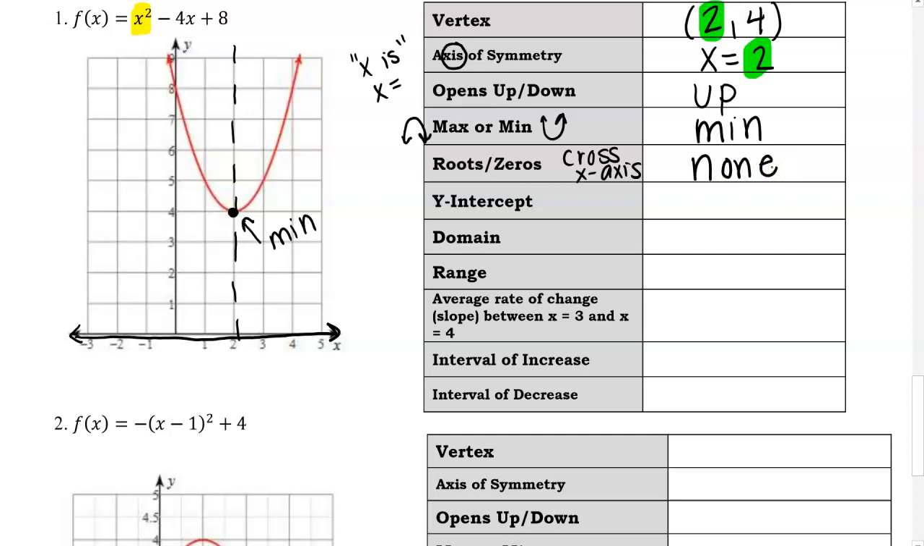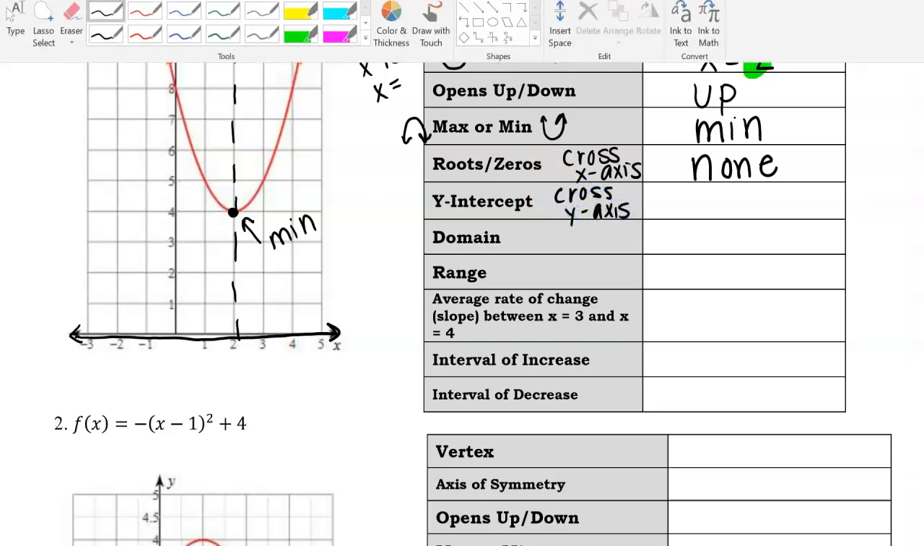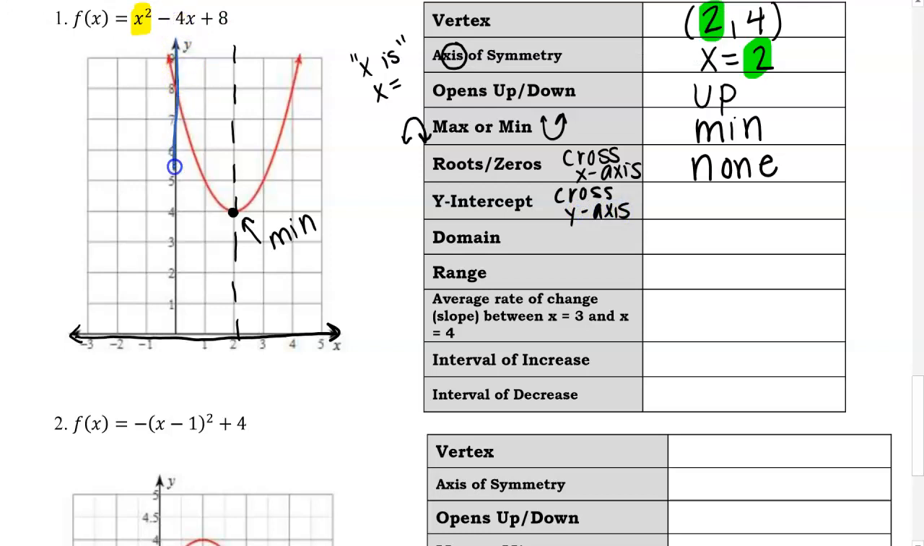Y-intercept is where the graph crosses the y-axis. So when we look at our y-axis, which is this axis here, our parabola is crossing the y-axis at 0, 8.